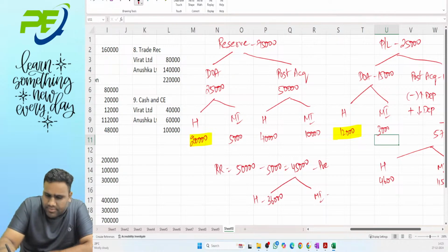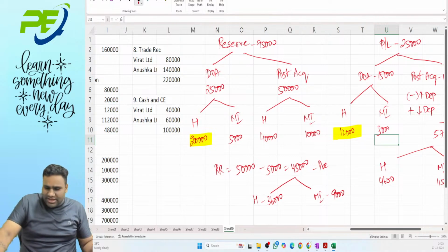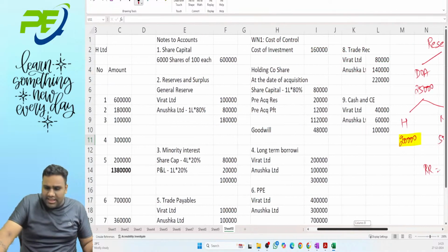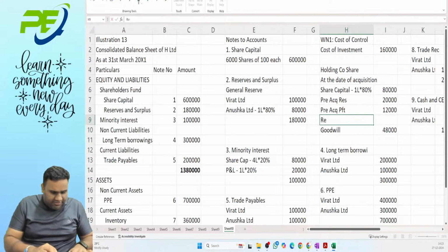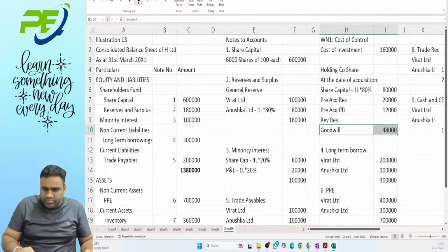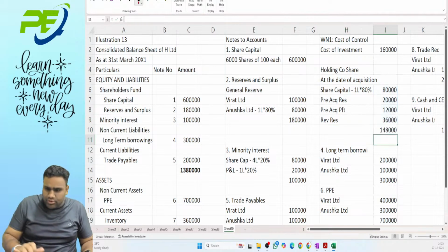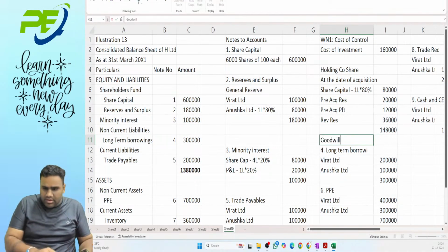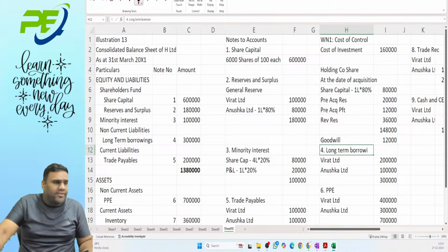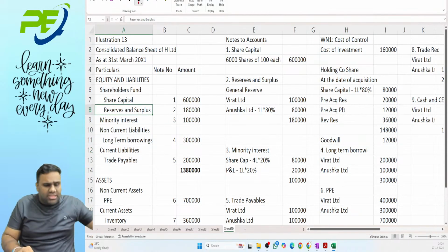So in this, holding and minority interest. 36,000. Very good. So you did not consider revaluation reserve. So I'll consider it now. So revaluation reserve 36,000. So total is 148. Now tell me, goodwill or capital reserve? Goodwill 12,000. So no impact on capital reserve will come.